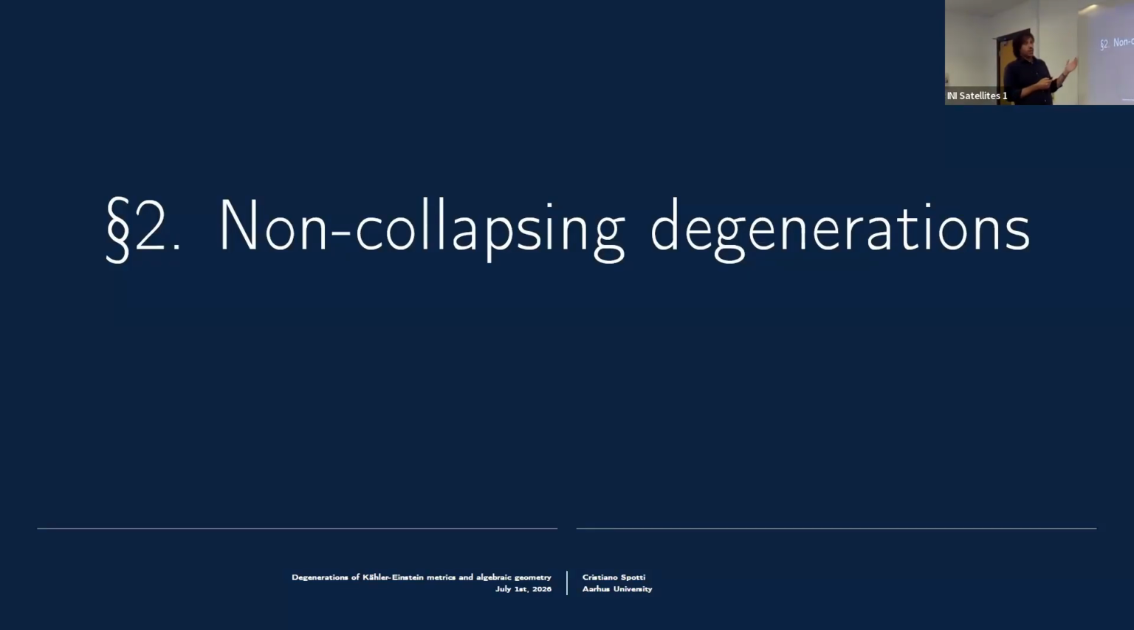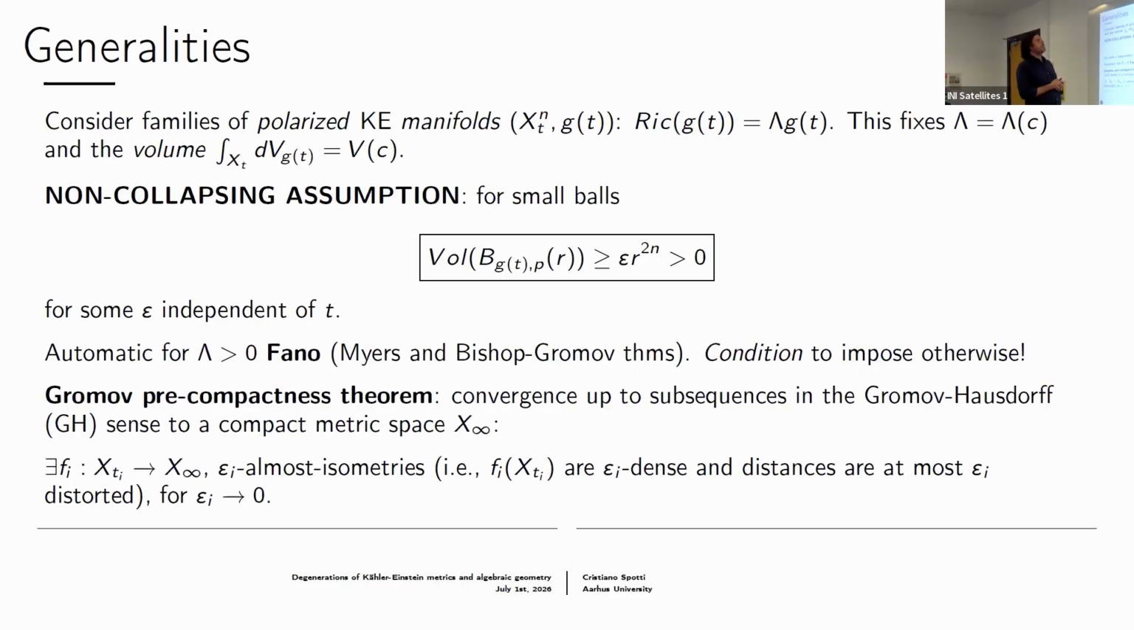So let's start first with the non-collapsing case. What is this setup? We will consider a family of Kähler-Einstein metrics that are polarized. This fixes the value of the cosmological constant, and we fix the volume. Since it's polarized, it's natural to fix the volume. And we consider, in differential geometry, the non-collapsing assumption. This is the volume non-collapsing assumption.